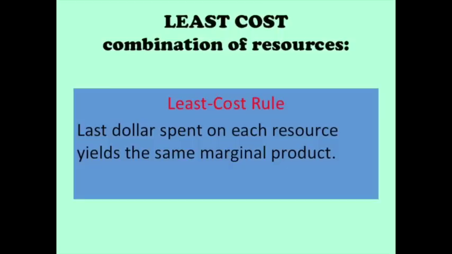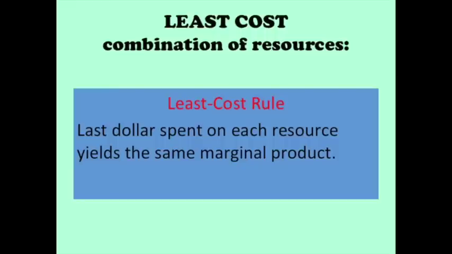The least cost rule states that in order for a business to make a certain amount of product for the least cost, they should hire a combination of resources such that the last dollar spent on each resource yields the same marginal product.